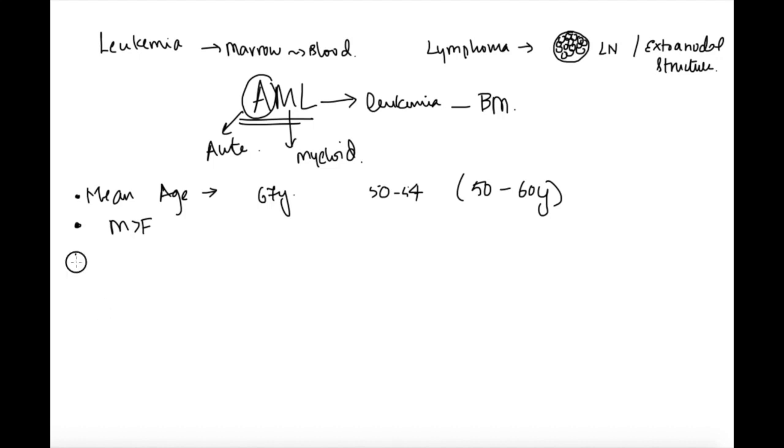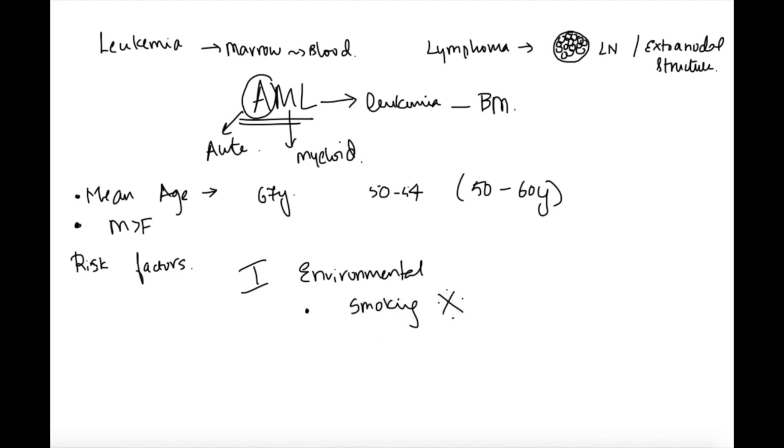Next, what are the risk factors that are causing AML? First and the most important would be the environmental risk factors. What are the environmental risk factors? First is smoking. Very extremely important. Smoking is a risk factor for development of AML. You can imagine a person who is 50, 60, male, who has smoked enough, can have AML. He is at risk for developing AML.